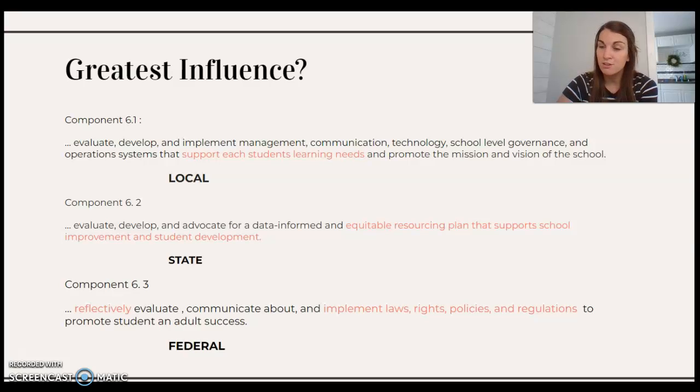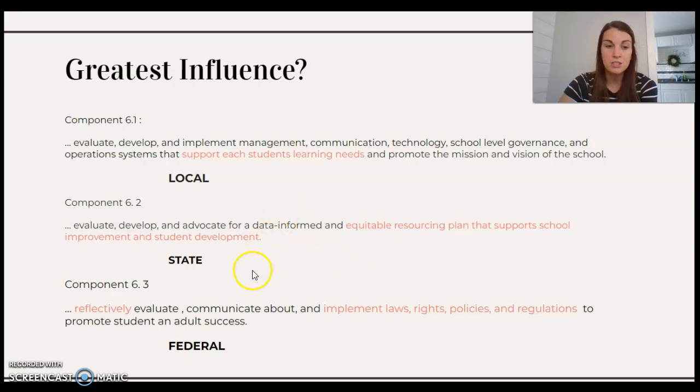I personally put that under the local level, especially when it says that they support each student's learning needs. That to me shows that they are working one-on-one with those students. And then component 6.2, evaluate, develop, and advocate for data-informed and equitable resourcing plan that supports school improvement and student development. So overall, I put that under the state level.